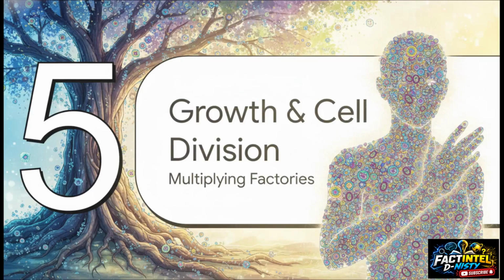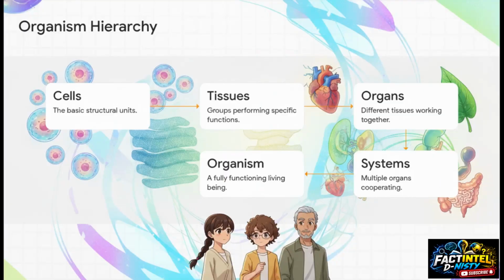And finally, Part 5, Growth and Cell Division. The sheer complexity of life comes down to incredible teamwork. It follows a very strict hierarchy. Individual cells group up to form tissues. Different tissues combine to build complex organs, like your heart or a leaf. Several organs then work together as organ systems, ultimately scaling all the way up to form a complete functioning organism.